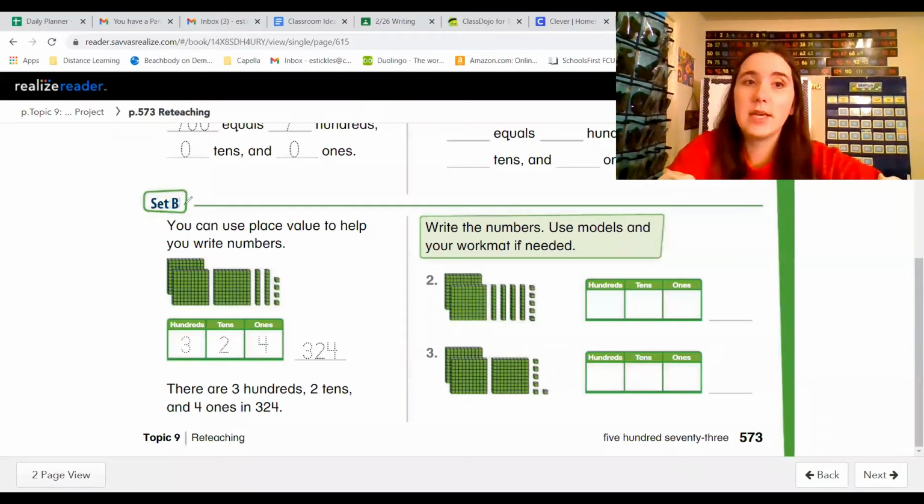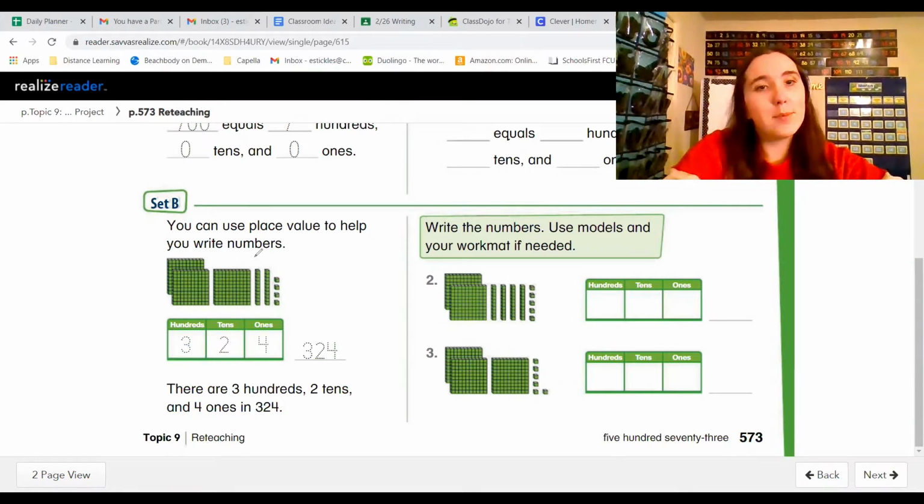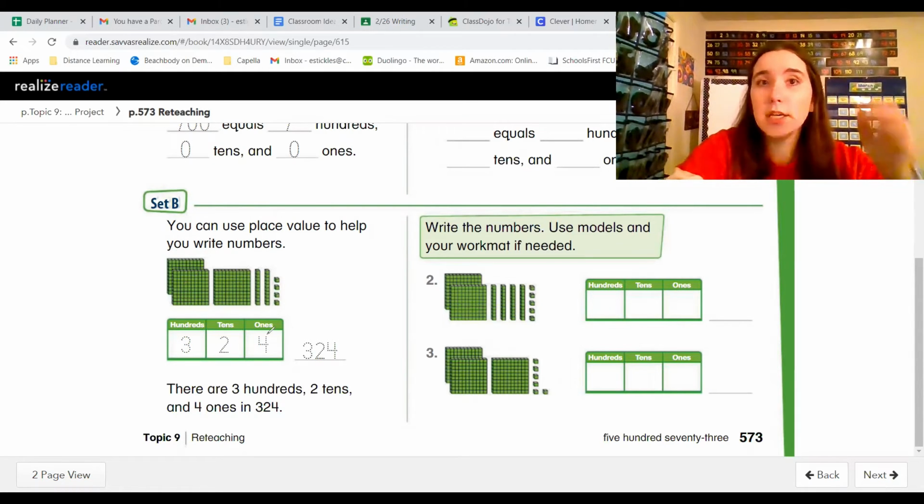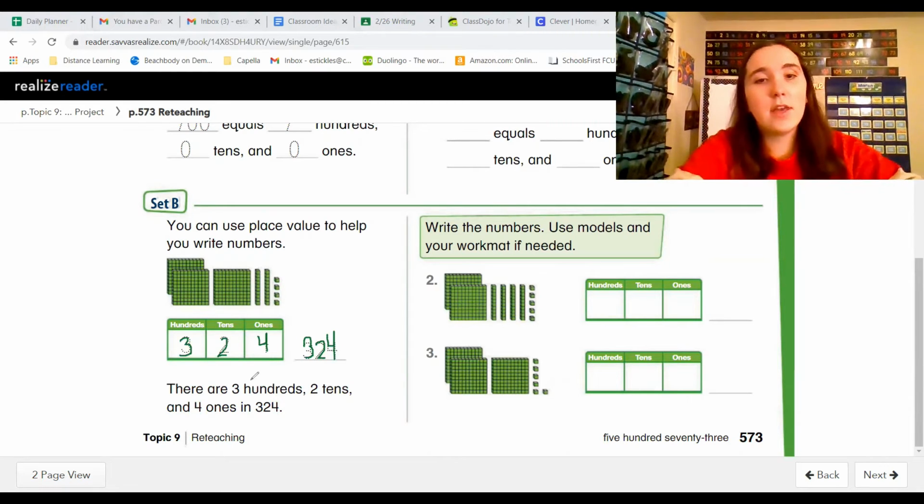Okay, over here on the left, here's our example. You can use place value to help you write numbers. So we have this picture here. There are 1, 2, 3 hundreds, 2 tens, and 4 ones. So if we plug those numbers into our place value chart, we can go like this. 3 hundreds, because there are 3 hundreds blocks. There's 2 tens, and then there's 4 ones cubes, and now we've made a number. We have made 324, and 324 is the same as 3 hundreds, 2 tens, and 4 ones.